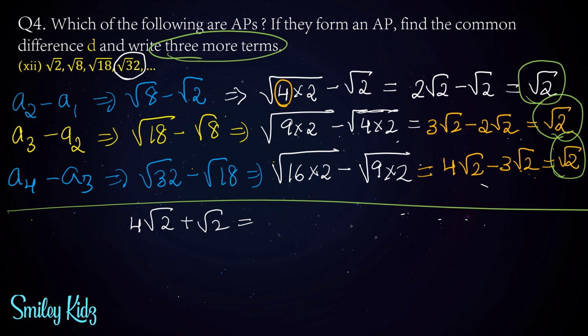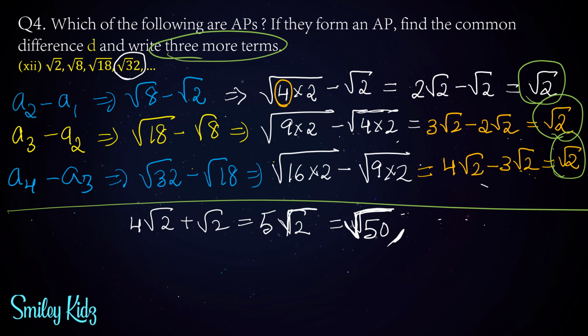Now 5 root 2, what is the value of 5 root 2? Basically, it is root of 50, isn't it? Root of 50 can be written as root of 25 into 2, and root of 25 is 5. So then we have 5 root 2. But this is going to be root 50.